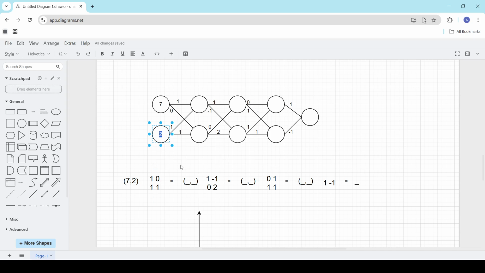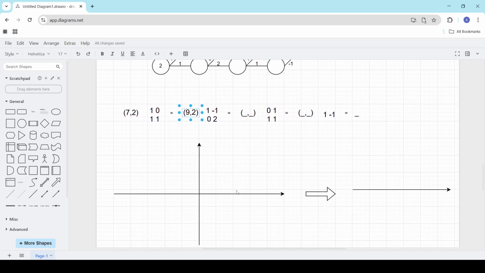Alright, so the first matrix will be 1 0 1 1 1 1. So it's this first vector times this matrix, so it's 7 times 1 plus 2 times 1, so it's going to be 9. Now we have 7 times 0 and 2 times 1, which is going to be 2.